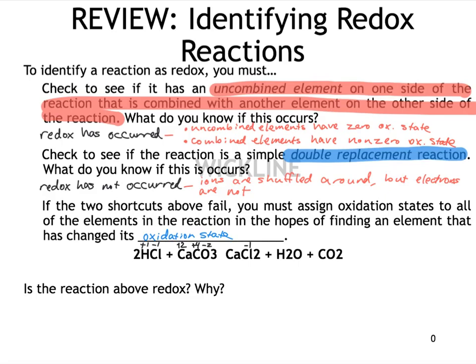Chlorine is -1, but there are 2 of them, so that's -2, which makes sense since this calcium must be +2. Oxygen is -2, and these hydrogens are +1. Oxygens are -2, and this carbon is +4. So I'm checking for any oxidation state which has changed. The hydrogens aren't changing, the chlorides aren't changing, the calciums aren't changing, the oxygens aren't changing, and the carbon stayed the same as well. So is the reaction above redox? No. None of the oxidation states changed.